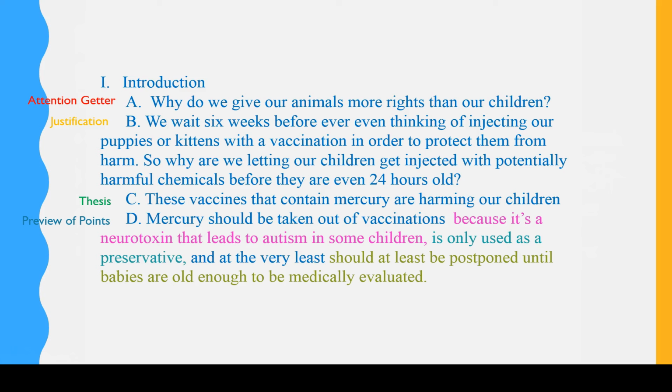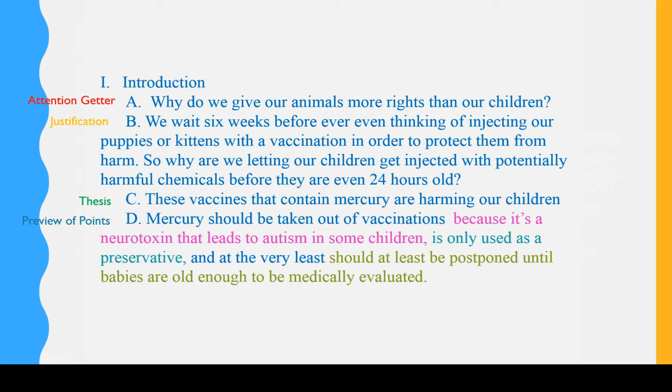So this is an outline that one of my students gave to me. This is for a persuasive speech. You can see she has Roman numeral 1 there, introduction. A is her attention getter. Why do we give our animals more rights than our children? That's a great question, because when someone says that, you're going to be like, wait, what?